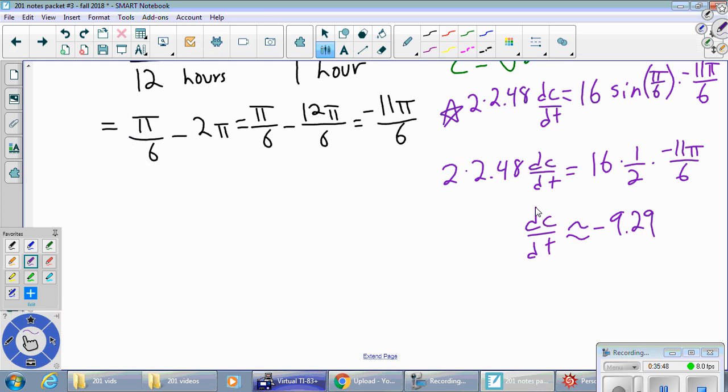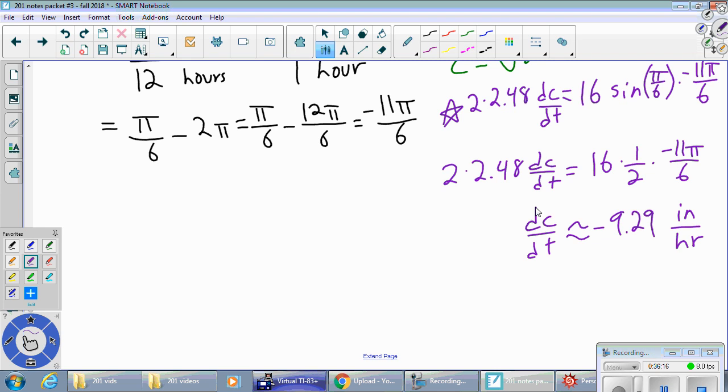And dc dt is measured in c units over t units, which is inches per hour. So the distance between the tip of the minute hand and the tip of the hour hand is changing by 9.29 inches per hour. At 1 o'clock, it is decreasing because those 2 points are getting closer to each other as the minute hand catches up to the hour hand right around 1 o'clock.